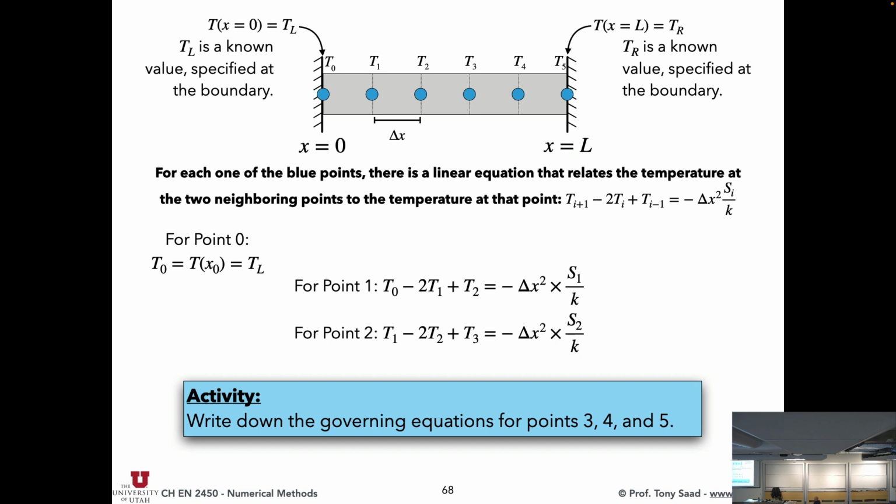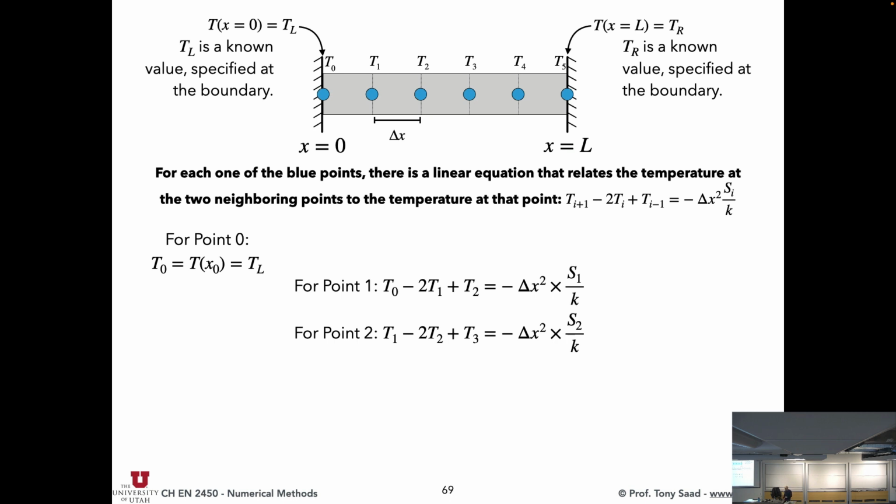So let's see, do we have the equation for point 3? You got it? Delta x squared, right, times S3 over k. That's right. That's what I got. So for point 3, again, that formula, i equals 3, just simply substitute the subscript. Okay, do we have point 4? Juliana.